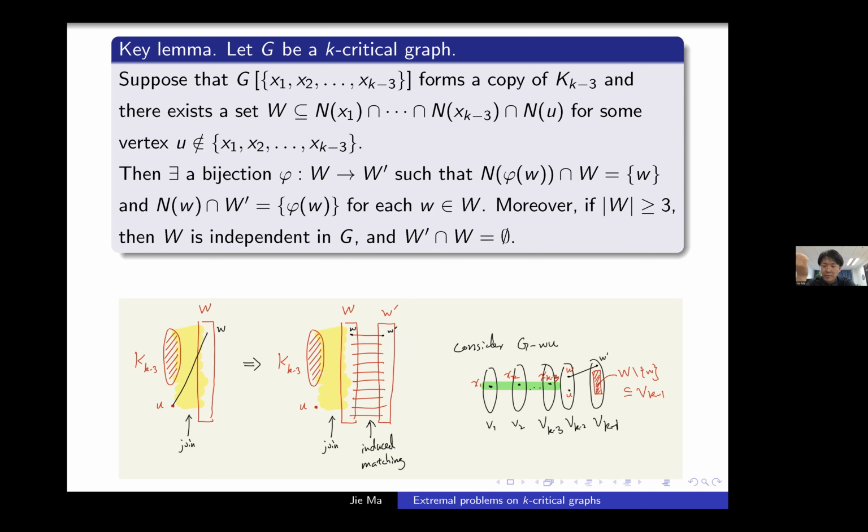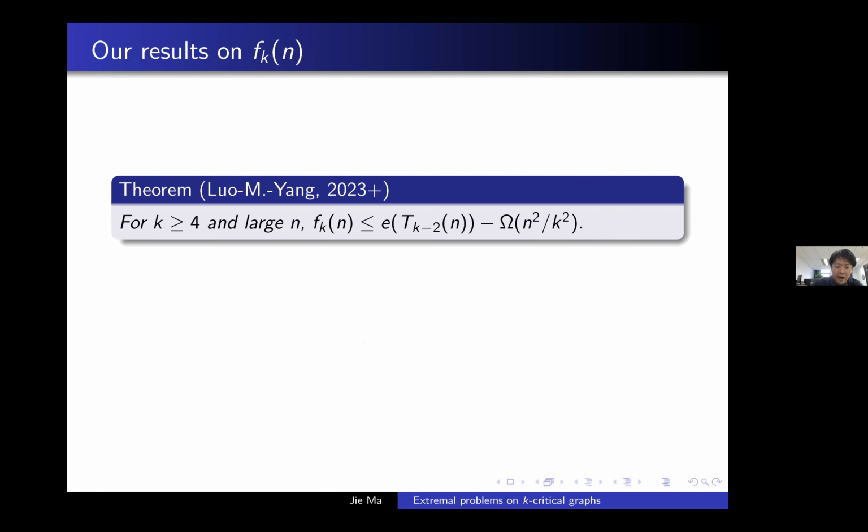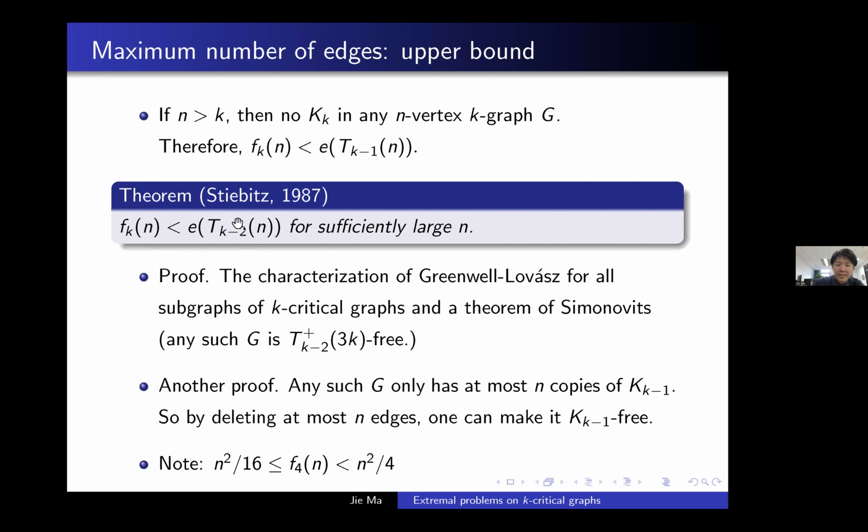What does this key lemma tell us? It tells us at least one thing: the k critical graph, assuming there is a k minus 3 clique, is far away from the k minus 2 partite Turán graph. Because in any Turán graph, we are not able to see a large matching, right? But here there is a large matching. So in principle, this already tells us that this bound cannot be tight.